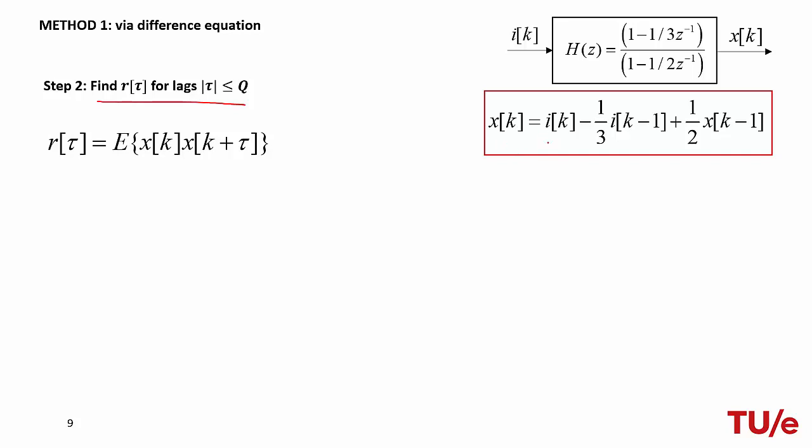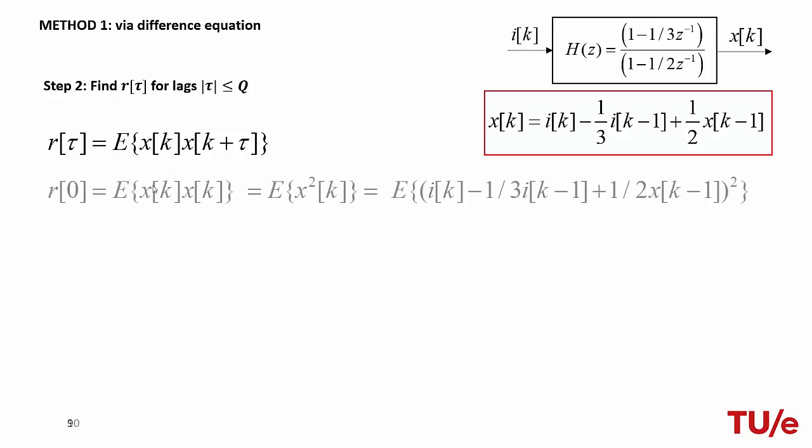So we have here the difference equation, and we have here the definition of the autocorrelation function. We need to calculate this for lags 0 and plus minus 1. At 0, we obtain that tau is equal to 0, and therefore we are left with the expectation of x squared. And here we simply substitute for x squared the difference equation.